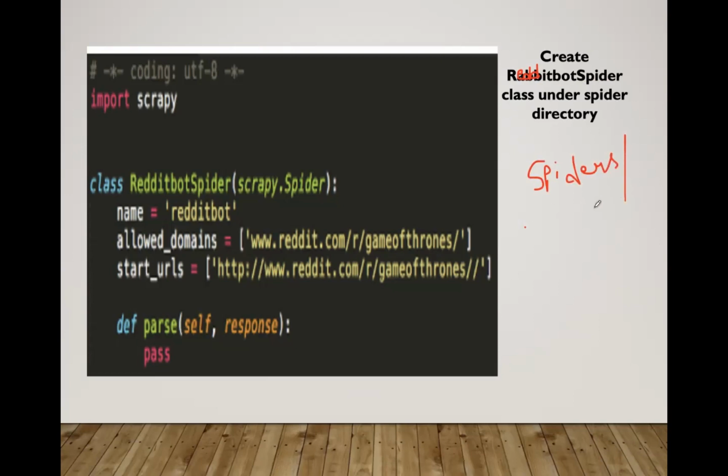And this is a template. Again, you can see name, allowed domain, start URL. So we already discussed all these things in the parts function. So here name is nothing but the name of the spider. And here the name of the spider is Reddit bot. And you can give more than one URL also.